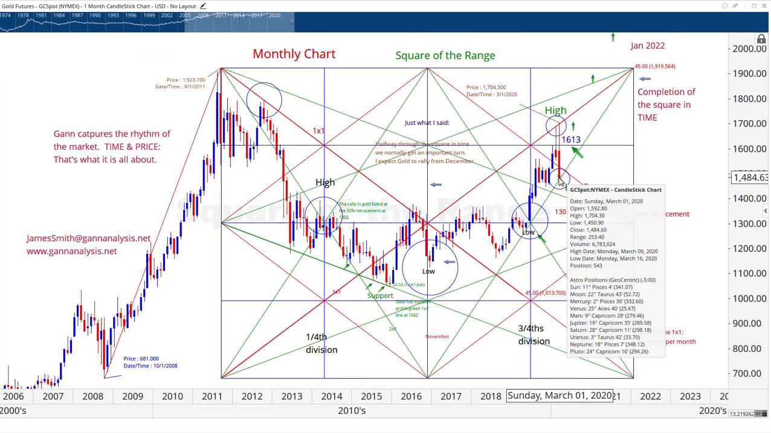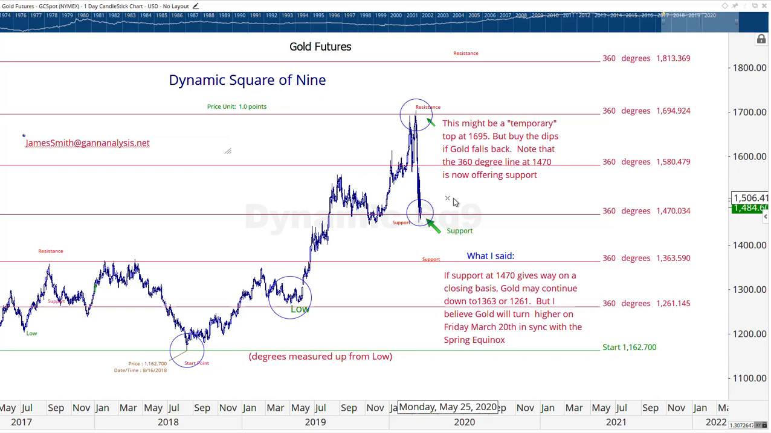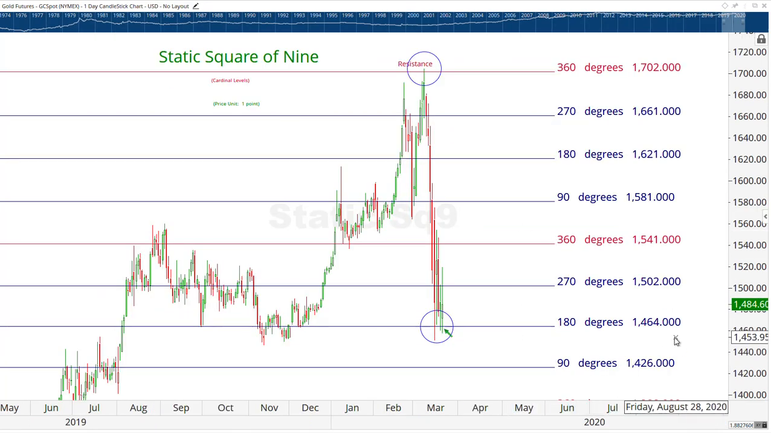You bounce off support at the time of a seasonal change date, the spring equinox, and you're bouncing off a 360 degree line at 1470 on the dynamic square of 9, and also bouncing off 1464 on the static square 9, which is a 180 degree line. So the point is, you get a couple of charts and it starts to form a picture. You start to get an idea, hey, maybe gold is forming a low.